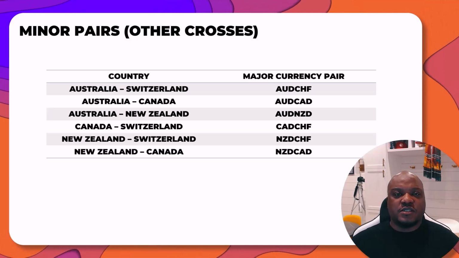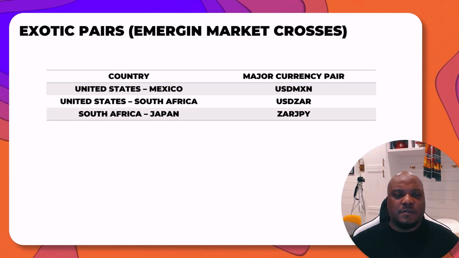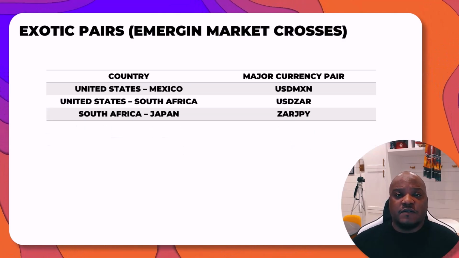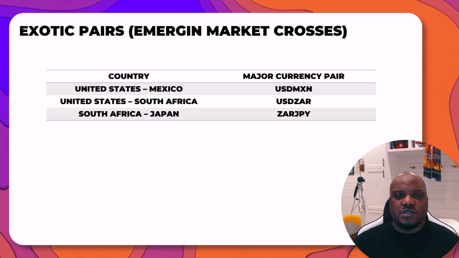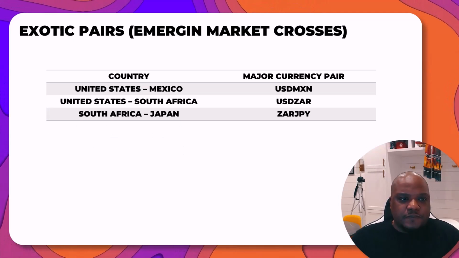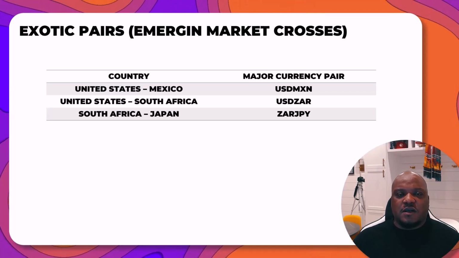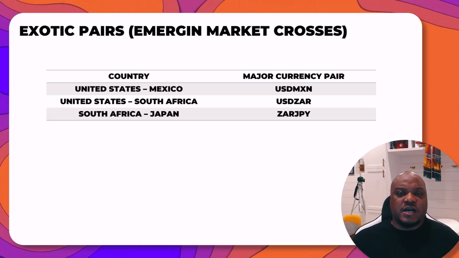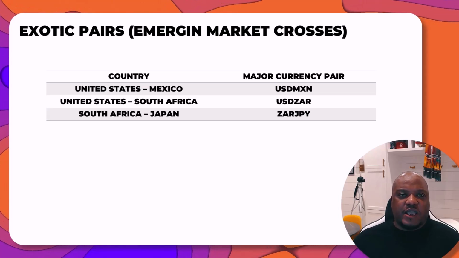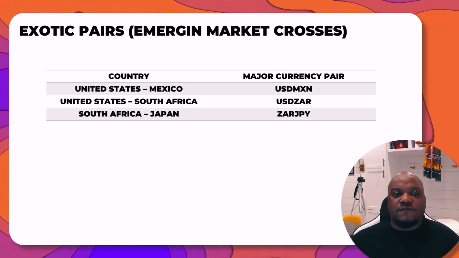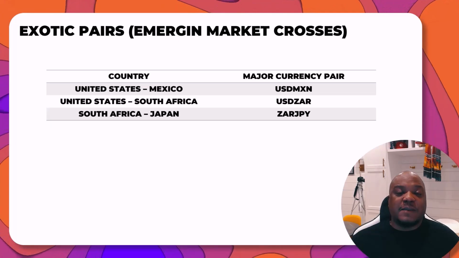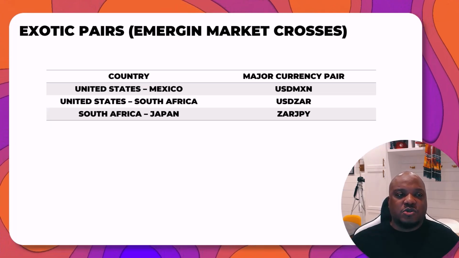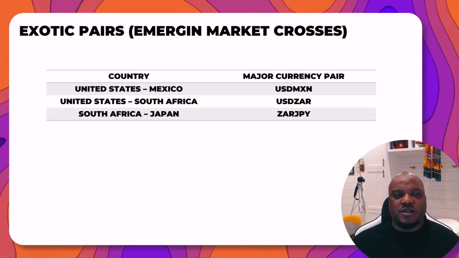And just for examples of the exotics, if you pair any of the major currencies with an emerging market, so the US dollar with the peso, or the US dollar with the South African rand, or the South African rand with the Japanese yen. So those are pairs that can be created as well.